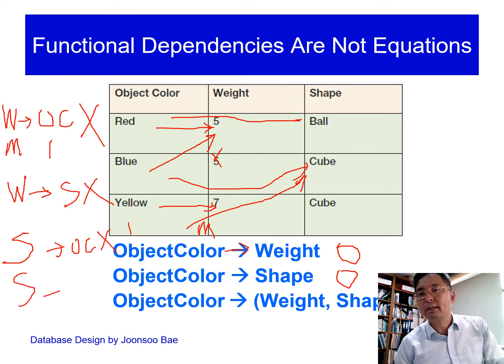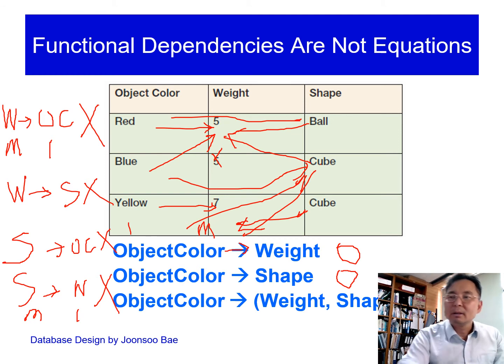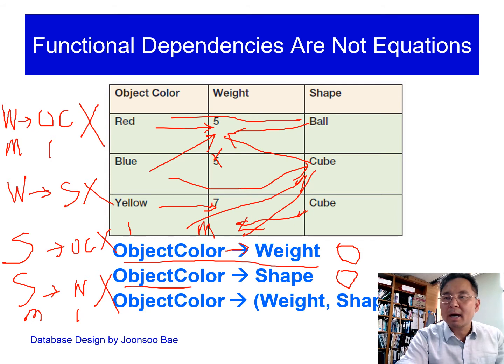Shape will determine weight or not. Ball will determine this one, and cube will determine this one, and the cube will determine this one. Okay. So this way, this is many to 1. This is not a function. So we can say that only 2 functional dependencies can be identified from these relations.